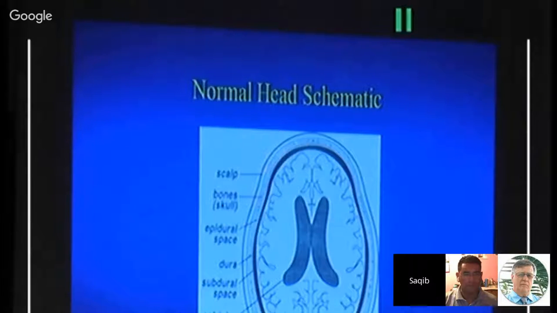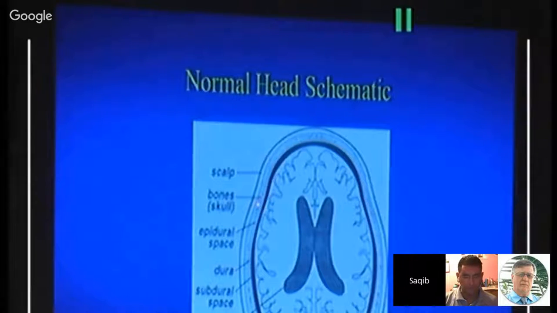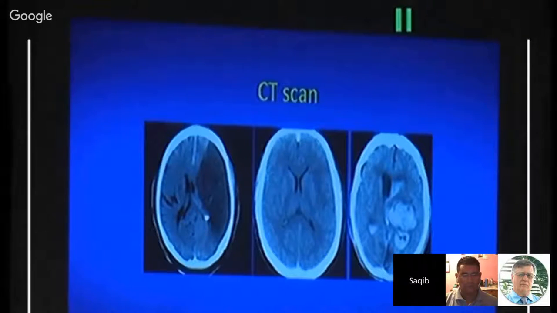But essentially all we're looking at is scalp followed by bone, and then that space between the bone and the covering of the brain, the dura, which is the epidural space. The subdural space is a potential space outside the pia and below the dura, and then the subarachnoid space that Dr. Ahmed talked about quite a bit, and we'll talk about it very briefly.